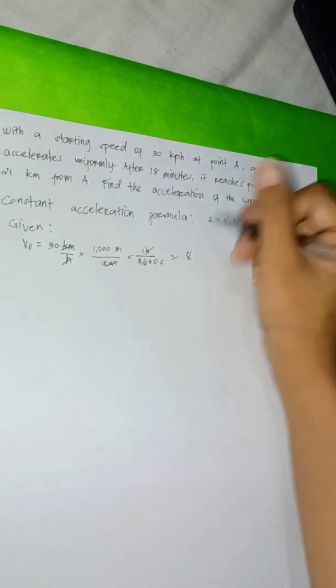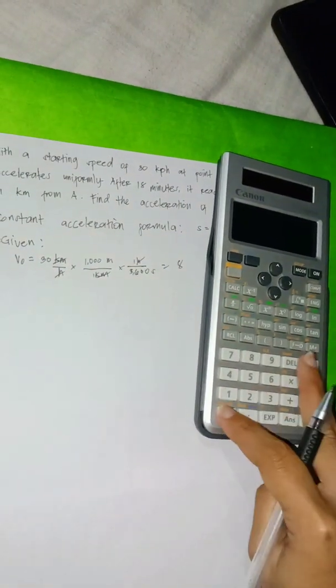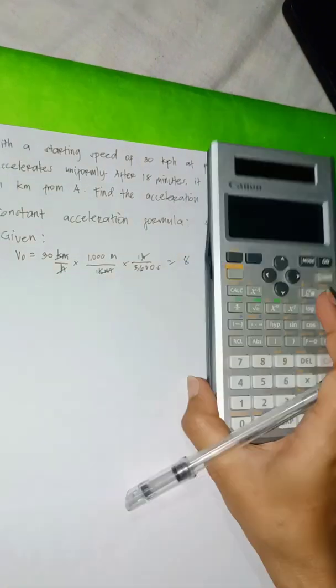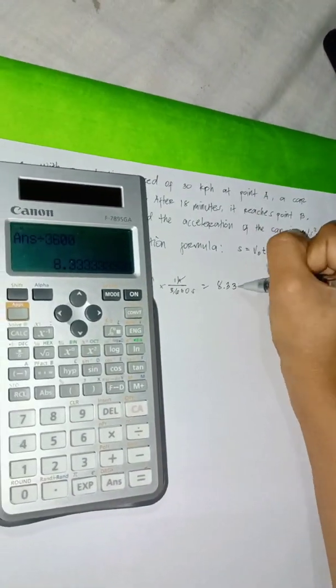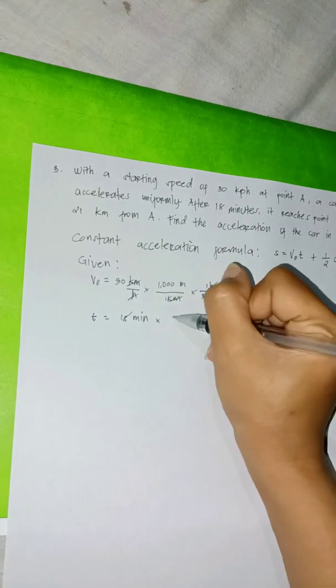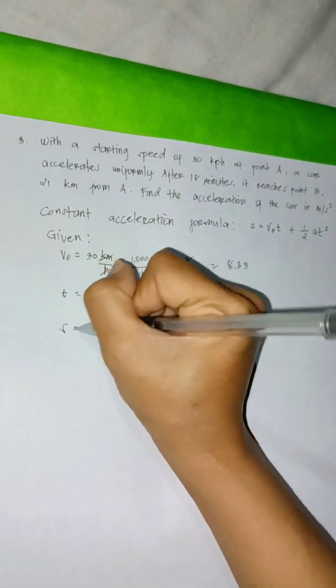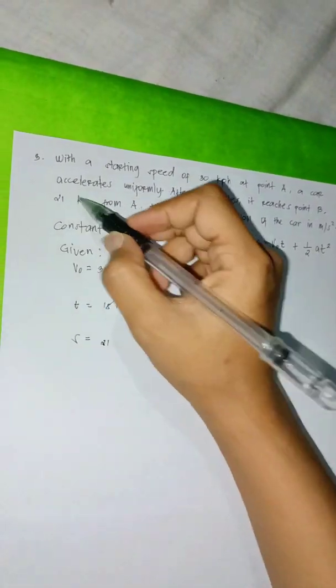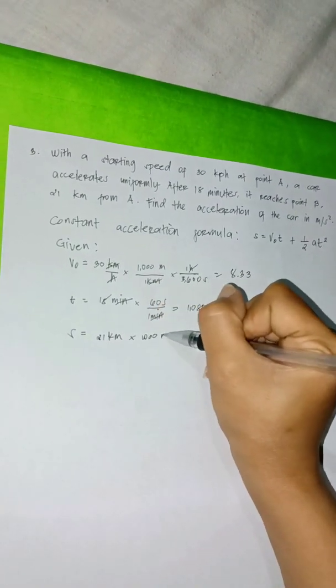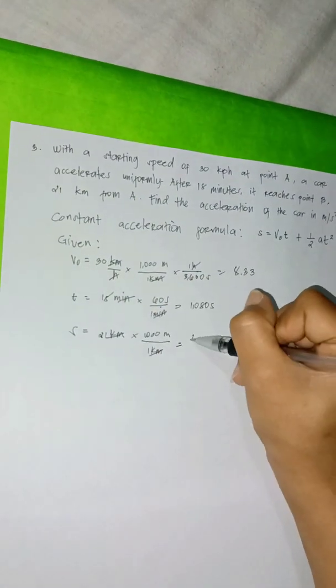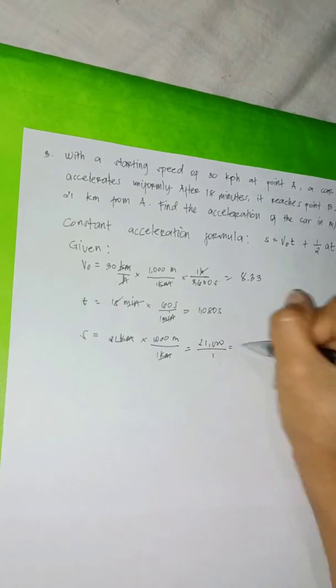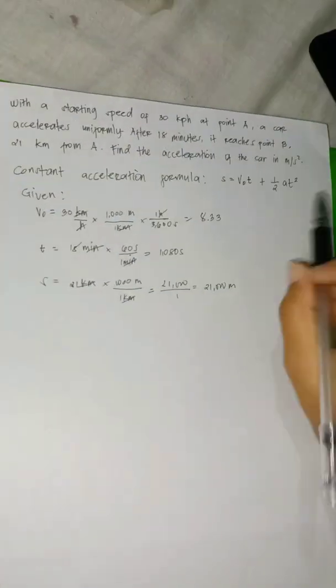Using the calculator, the answer will be 8.33. Next is the time. We have to convert time also, which is 18 minutes times 60 seconds over 1 minute, equal to 1080 seconds. Next, for the distance, we are given 21 kilometer. We're going to convert it also, and we have 21,000 meter.